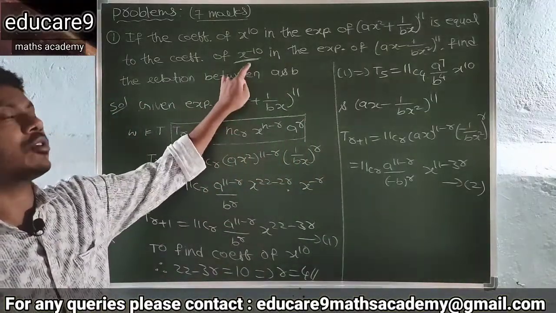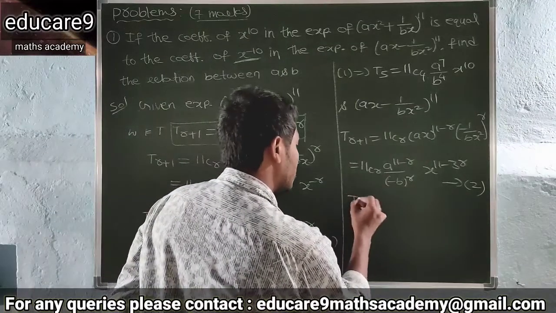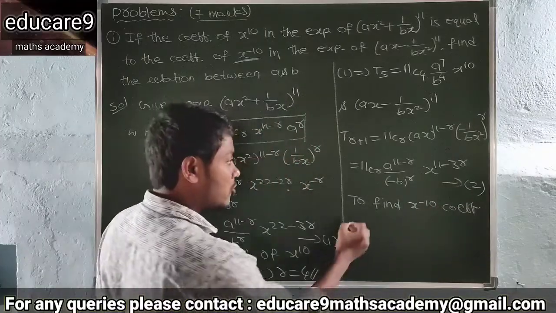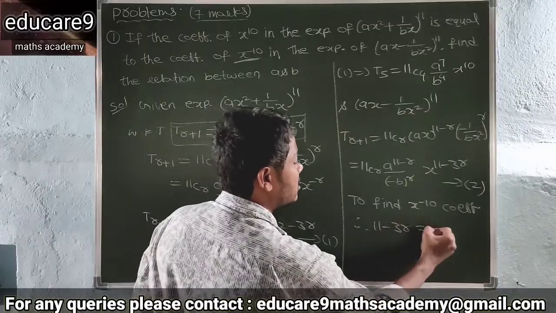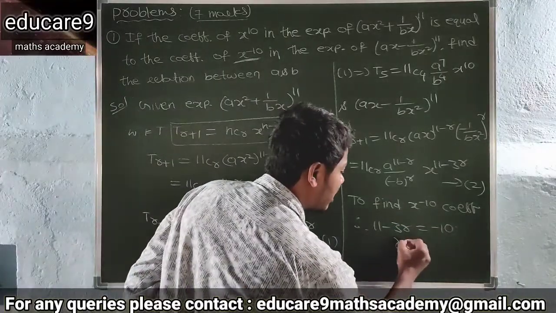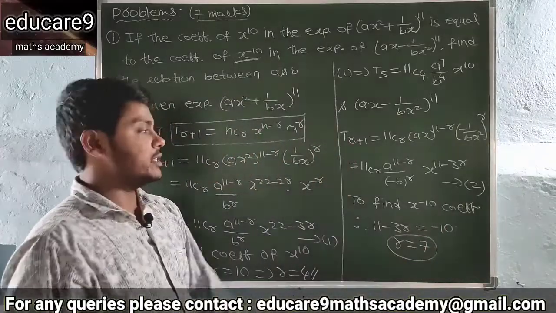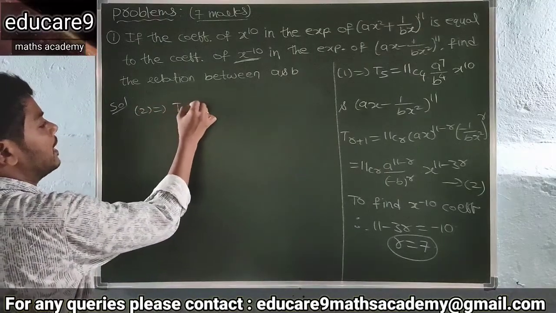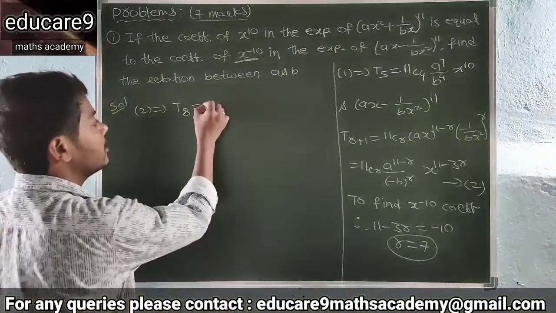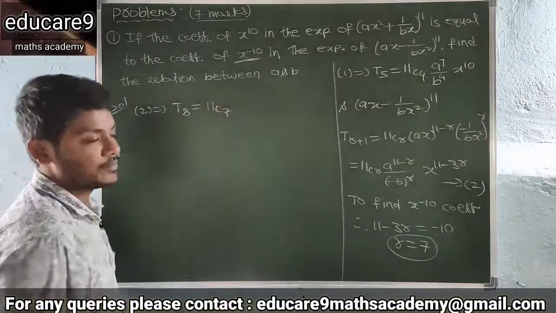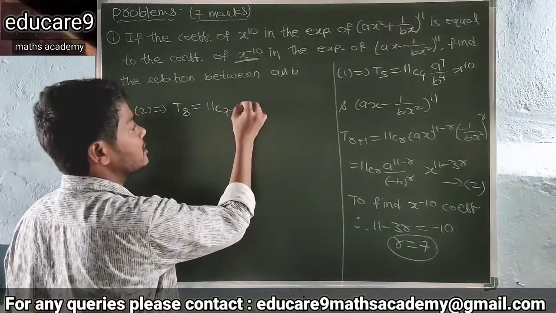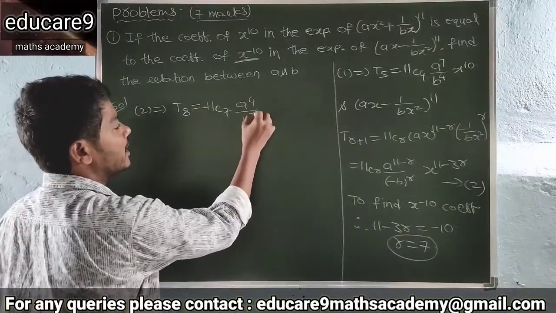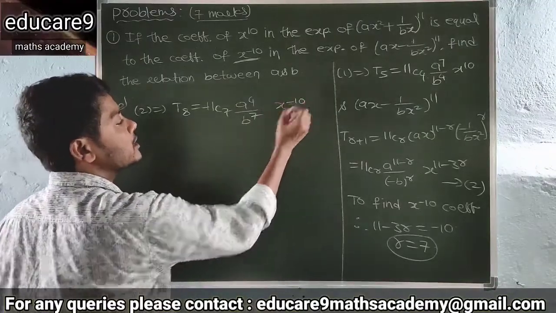Now we find the coefficient of x to the power of minus 10. See here, for that 11 − 3r = −10. So clearly, what is the r value? 7. Now substitute r = 7 in equation 2. So equation 2 implies T8 = 11C7 a^(11−7), that is a^4 by (−b)^7, which is −b^7, x to the power of minus 10.